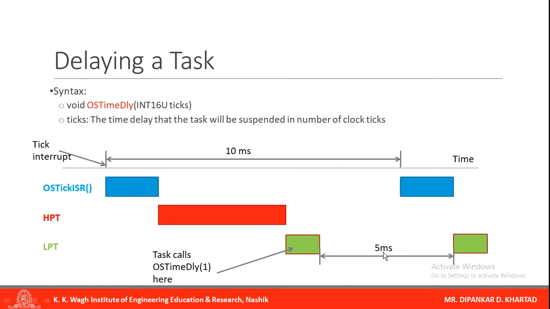But if this time is very small, and you want to delay more than 5 millisecond, let us say 10 milliseconds, what do we have to do? We call the same OS time delay function, but you have to pass 2 ticks, so that this lower priority task will delay for 10 milliseconds. Okay.